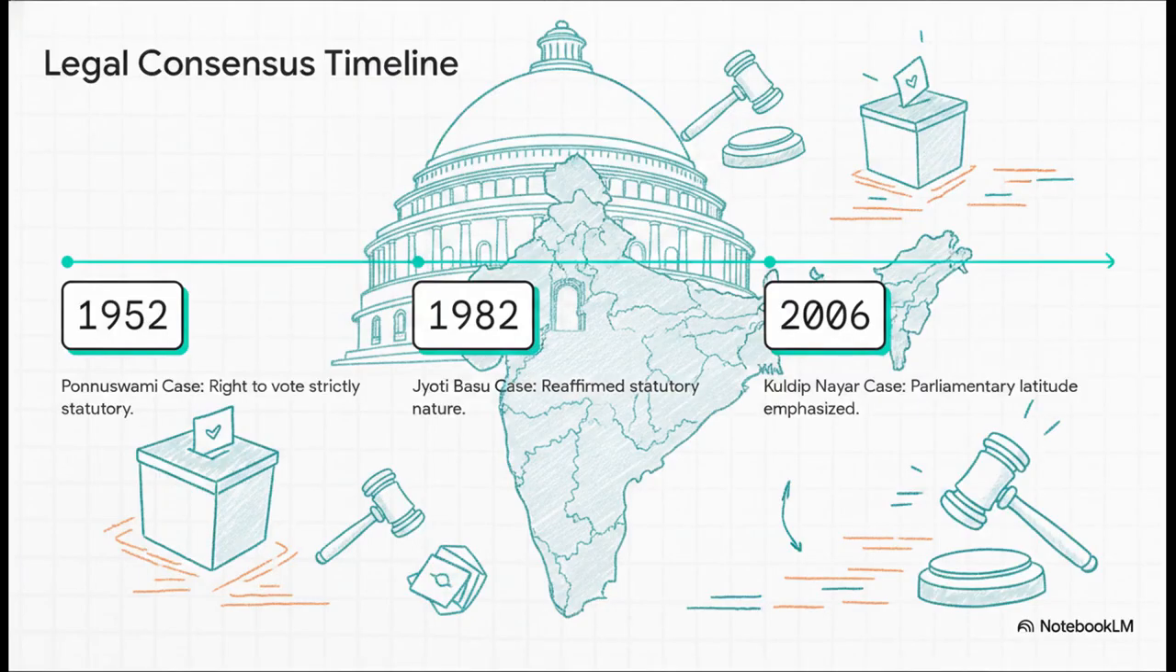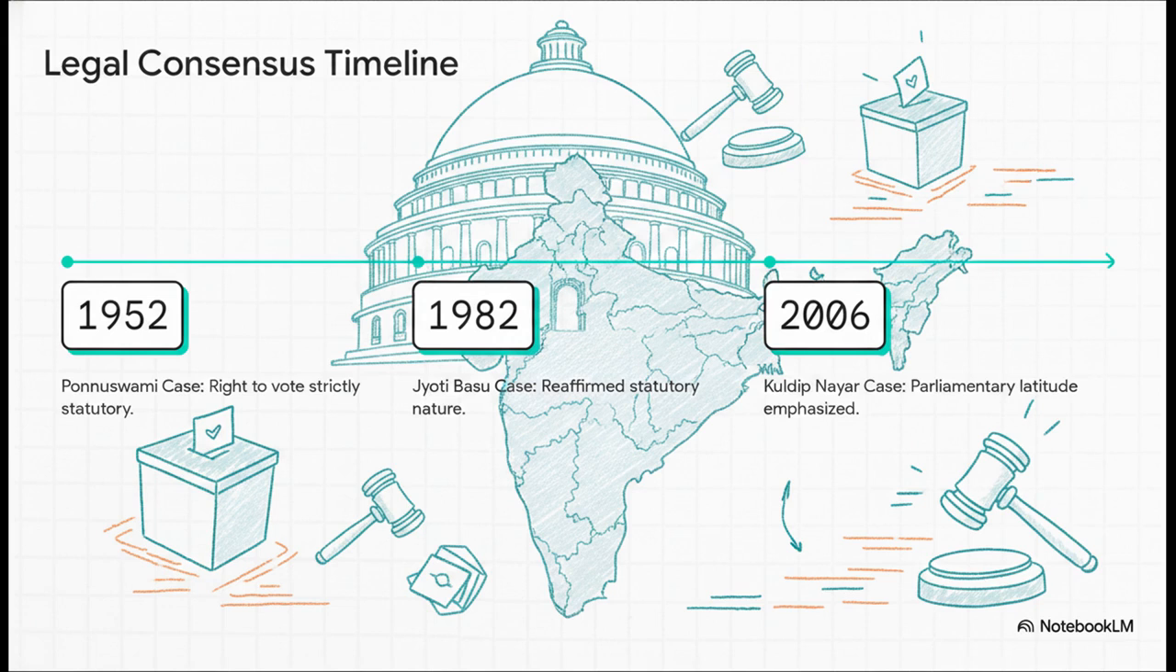For literally over 7 decades, the Supreme Court of India held on to this really strict, unyielding consensus. It all started right at the infancy of the Republic back in 1952 with the N.P. Ponuswamy case. The court essentially established that the right to vote isn't a common law right, but strictly a right created by statute. And they didn't just say it once. They reaffirmed it in 1982 in the Jyoti Basu case, and then again in 2006 in the Kuldeep Nair case.